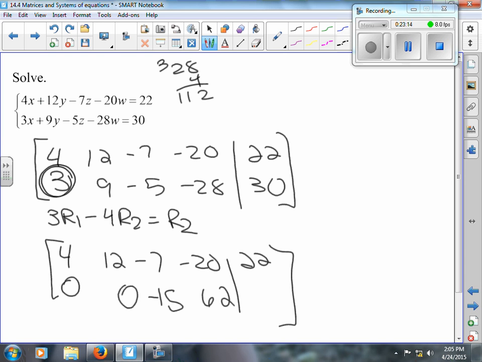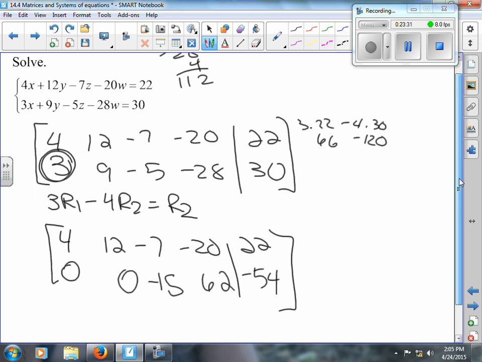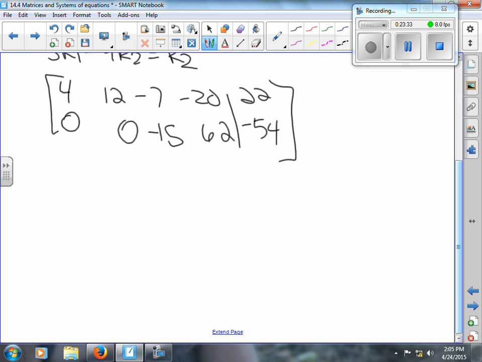Equals 3 times 22 minus 4 times 30. So it's -120. 3 times 22 is 66. 66 minus 120 is -54. Okay, and so I've done all of the eliminating I can do. I don't have leading ones, but I don't want fractions, so I'm not going to bother making leading ones.